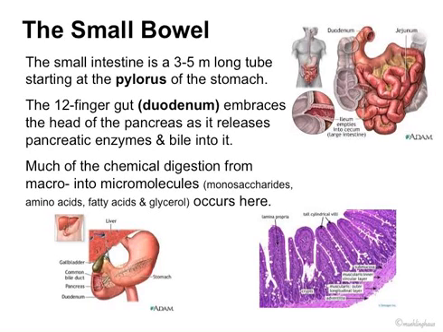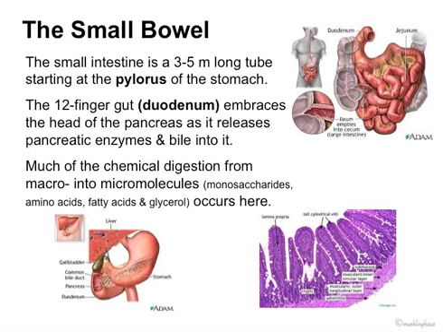The first part is the 12-finger gut. That's about 12 fingers long in terms of finger width, and that's called the duodenum. It embraces the head of the pancreas. Because the pancreas, as we learned in the endocrine system, is not just secreting insulin and glucagon, which work on the blood glucose levels. It also secretes pancreatic juices and enzymes, as well as bile actually, into the duodenum.